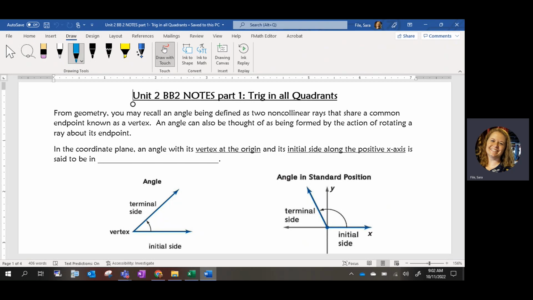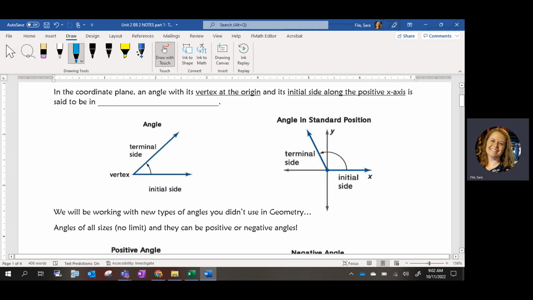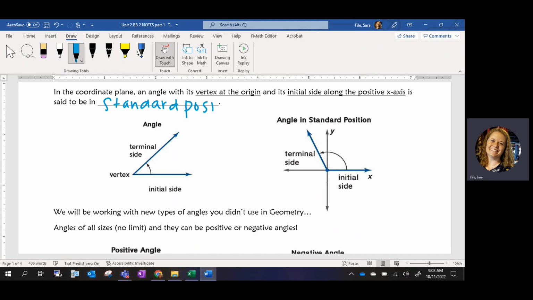So what standard position means is here in the picture on the right. This is in standard position. And like I said, I don't have my little tablet or a stylus. I'm using my finger. So sorry that it's going to be a little sloppy.